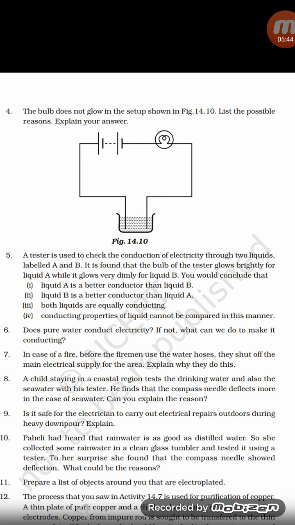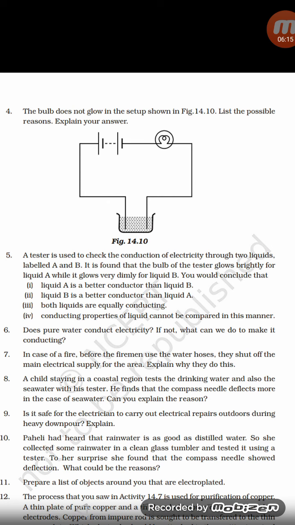In question number 9, it has been asked, is it safe for an electrician to carry out electrical repair outdoors during a heavy downpour? Heavy downpour means during rainfall. No, it is not safe for the electrician to carry out electrical repair during heavy rainfall, because as we know, rainwater is a good conductor of electricity due to the presence of many salts and impurities in it. So during heavy rainfall, we or even any electrician should not do any electrical repairs outdoors.